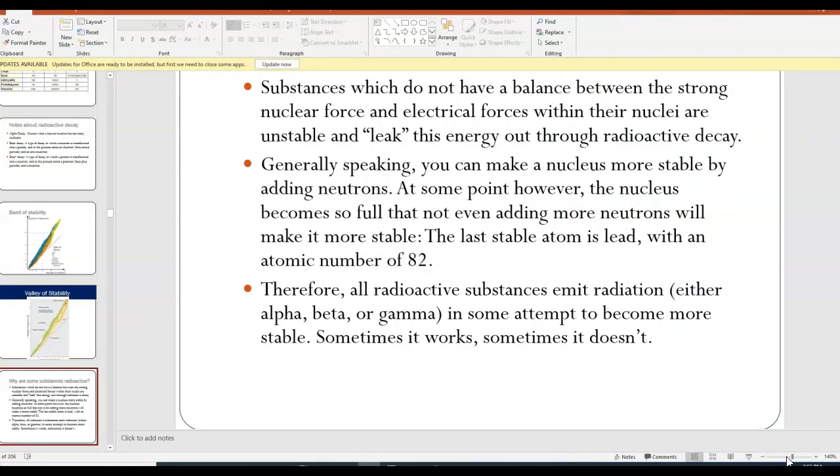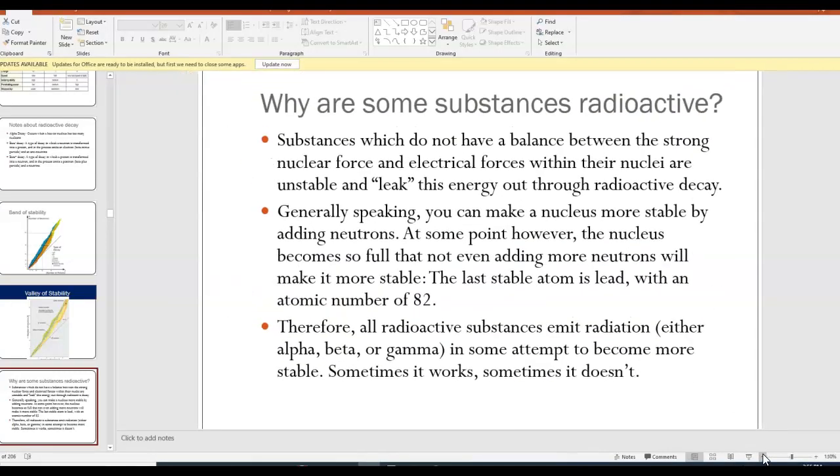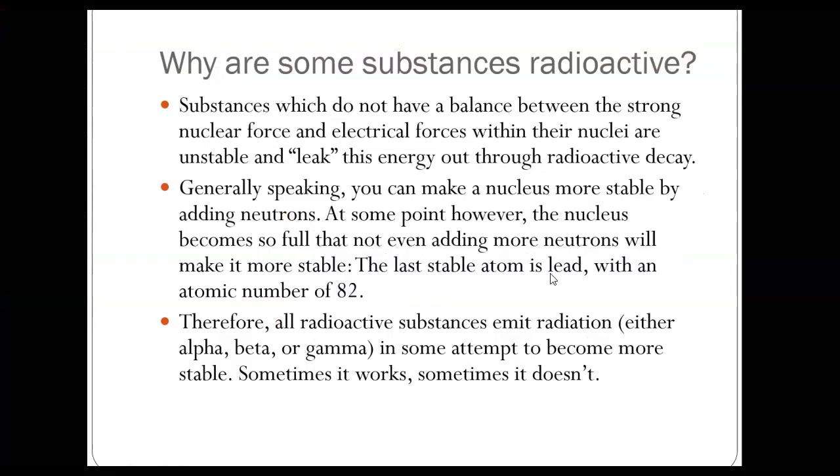Okay, so we have talked about this before. What is it that causes nuclei to be unstable? And so I'm just going to make the slide bigger. Pause it here if you need to take notes. What it says is substances which do not have a balance between the strong nuclear force and electrical forces within their nuclei are unstable and "leak" this energy out through radioactive decay.